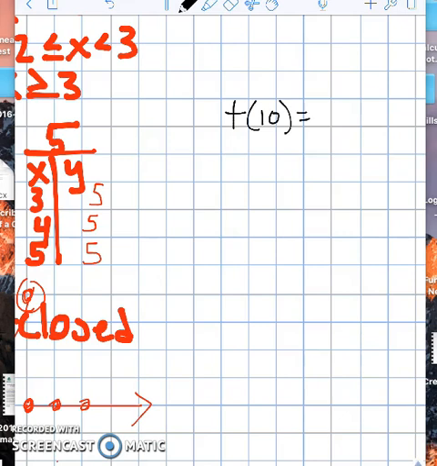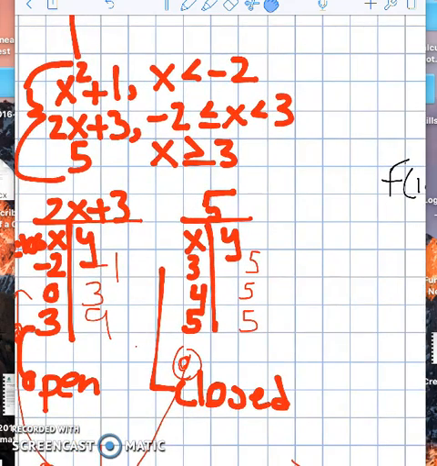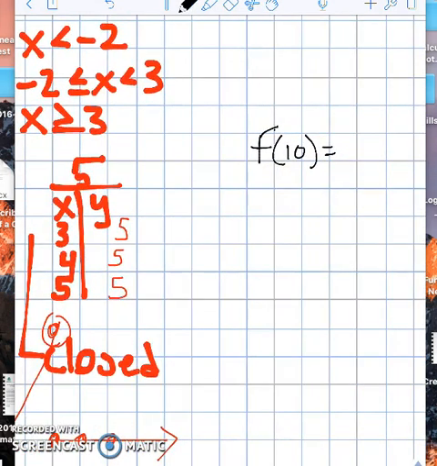If you were to figure out f of 10, when we look back at our equation here, well, what domain does it fit in? Is it less than negative 2, between negative 2 and 3, or greater than? Well, it's greater than, so we know we're going to plug it into the bottom part. So f of 10 would be 5.